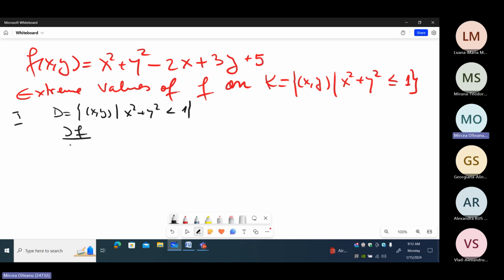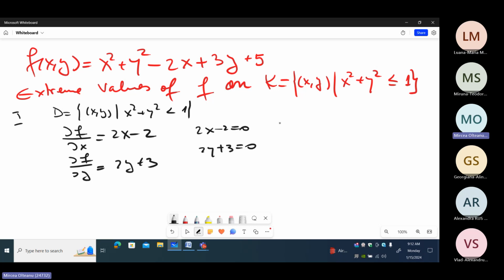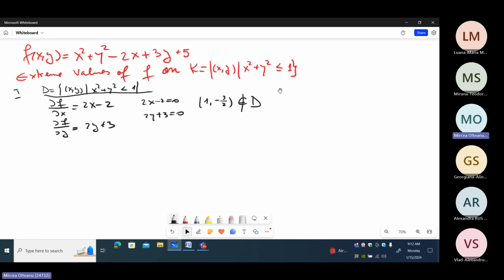Here, this is a usual problem of local extrema. We need to compute the partial derivatives of the function f. And there is only one critical point, which has the coordinates (1, minus 3 over 2), but as you can see, it is not in D. So sometimes some of the critical points are not in our set, as you can see here. D is this one, and obviously this point doesn't satisfy the condition of D. So inside there are no candidates. The only candidates are on the border.